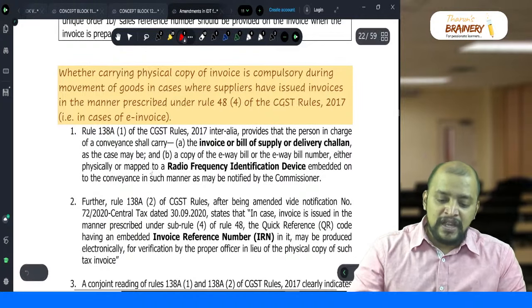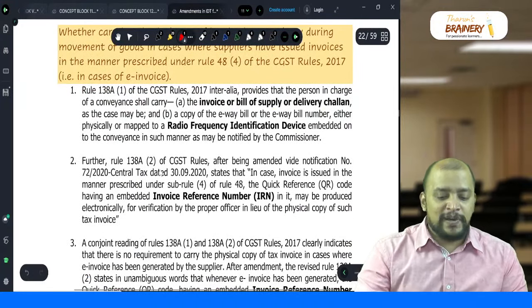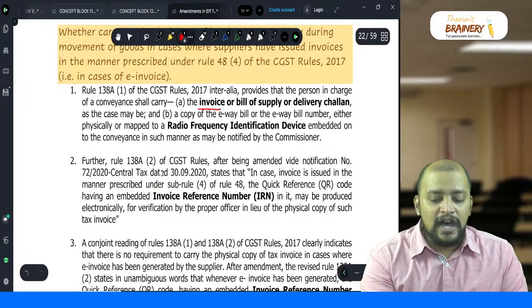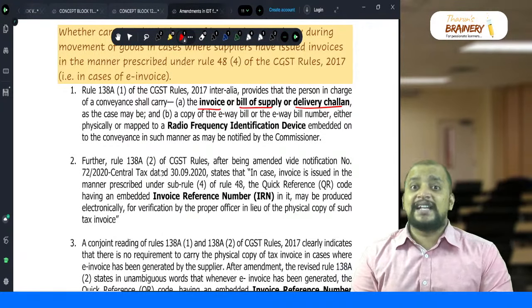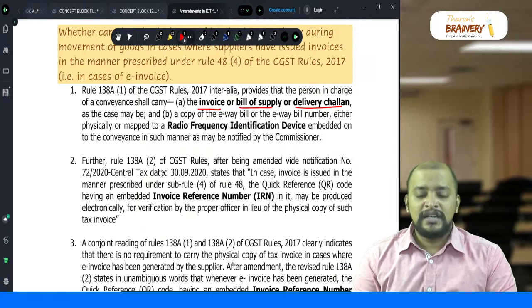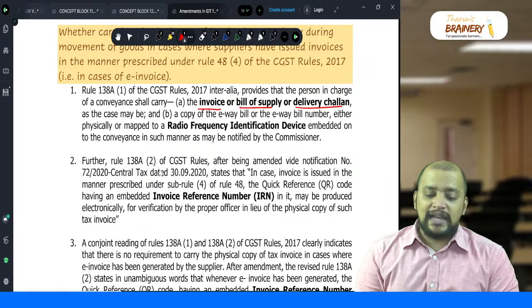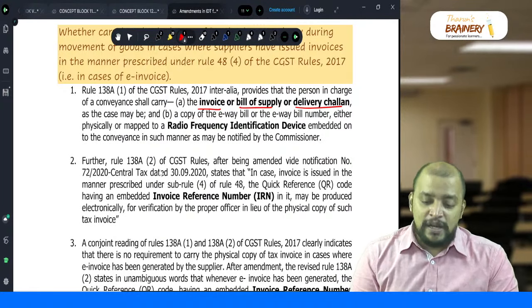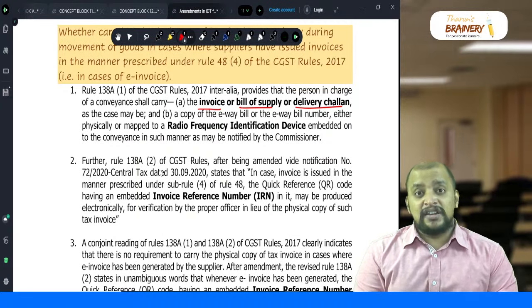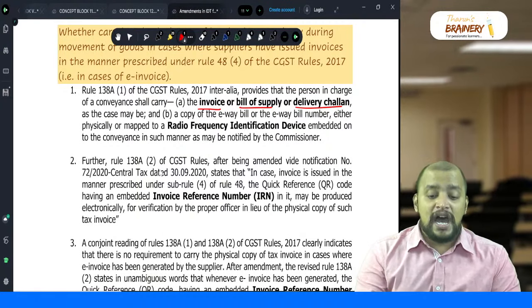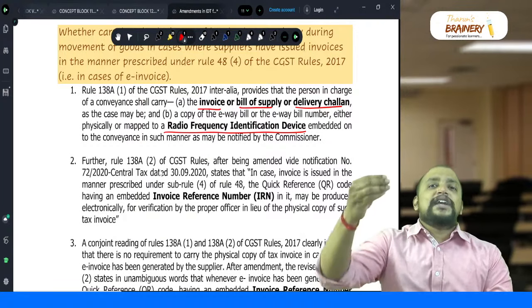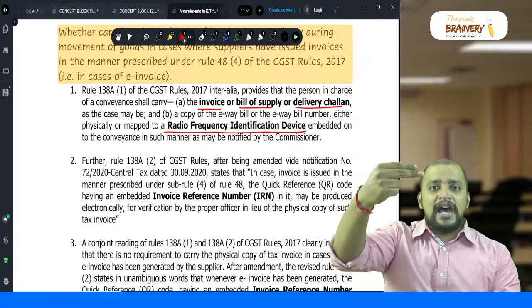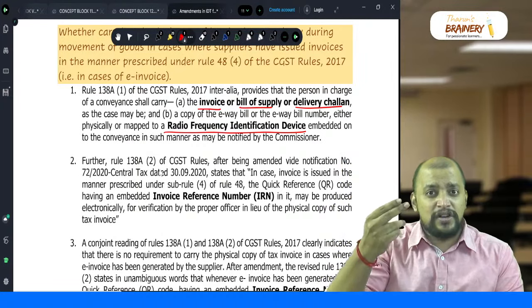Now, therefore, the goods should be accompanied by an invoice, or a bill of supply in the case of exempted goods, or a delivery challan, as the case may be, and a copy of the e-way bill number, either physically or mapped to an RFID device. What is this? A radio frequency device, just like your FASTag. So an RFID device is just like your FASTag.